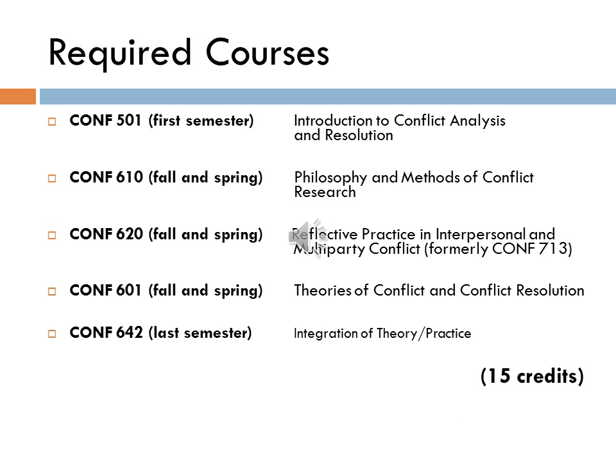There are 5 required courses which total 15 credits. Everyone will take Conflict 501, which is the introductory course, and you'll take this during your first semester. Conflict 642 is Integration of Theory and Practice, and it's also referred to as your capstone course, which will be taken during your last semester. These are really the 2 bookend courses for the program. The other 3 courses, Conflict 601, 610, and 620, will be taken throughout the rest of your time here.